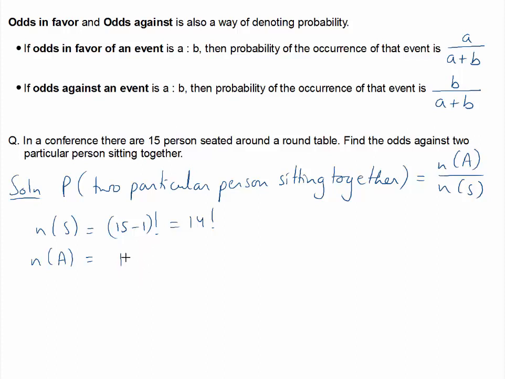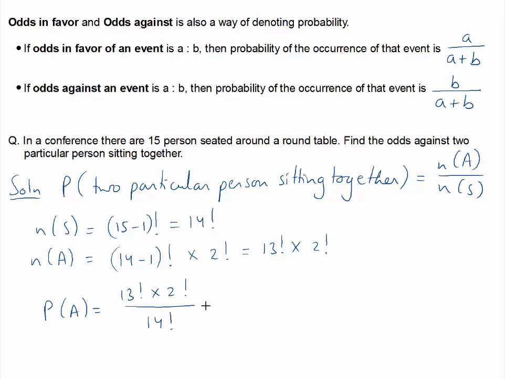So the answer would be 14 minus 1 factorial, and then these two persons can be arranged in 2 factorial ways internally. So the answer would be 13 factorial multiplied by 2 factorial. So the probability of A would be equal to 13 factorial multiplied by 2 factorial divided by 14 factorial. Now this would be 13 factorial multiplied by 2 factorial divided by 14 into 13 factorial. Now 13 factorial will get cancelled and we will get 2 factorial is 2 divided by 14. So this is 1 by 7.